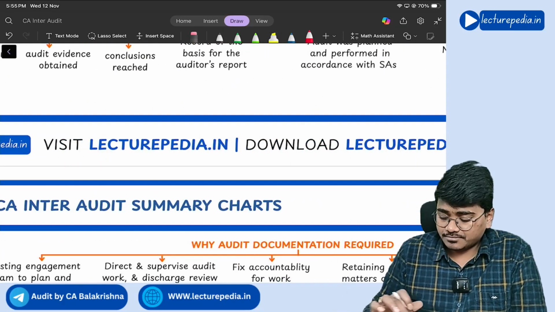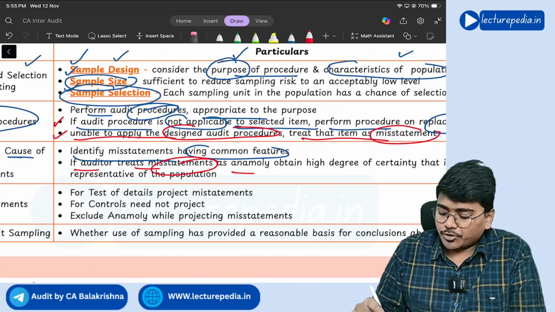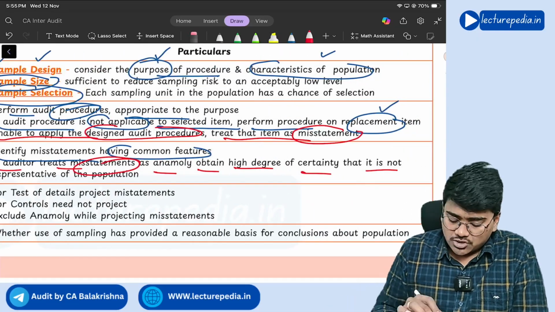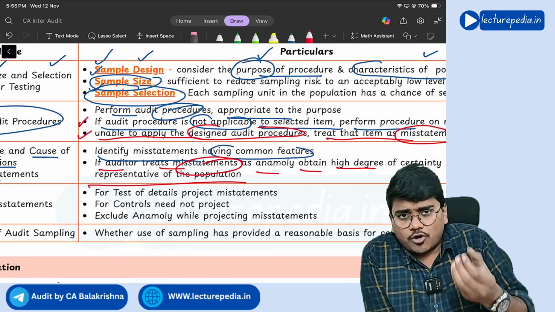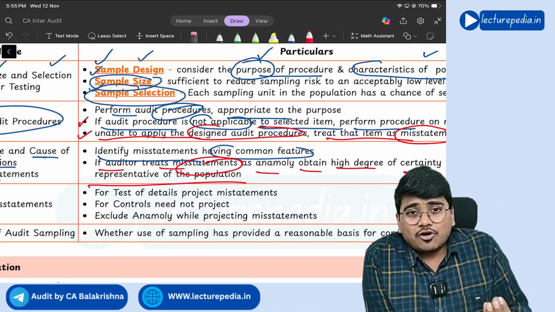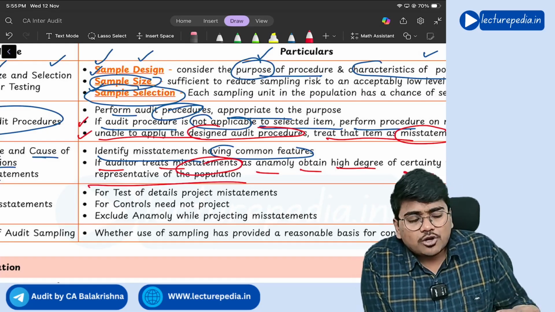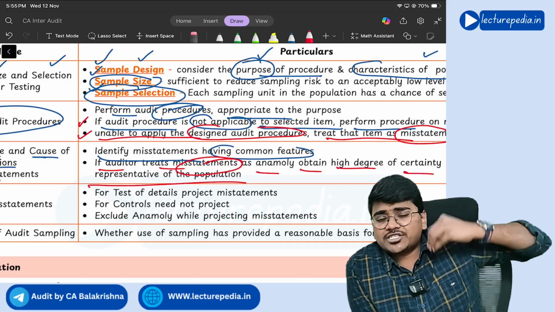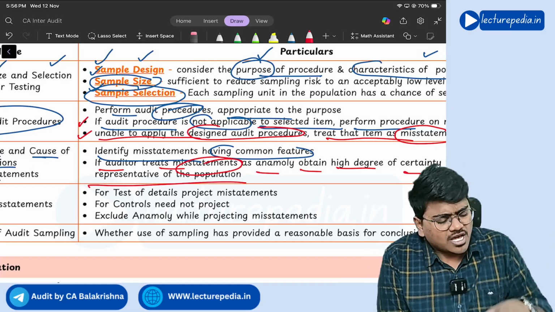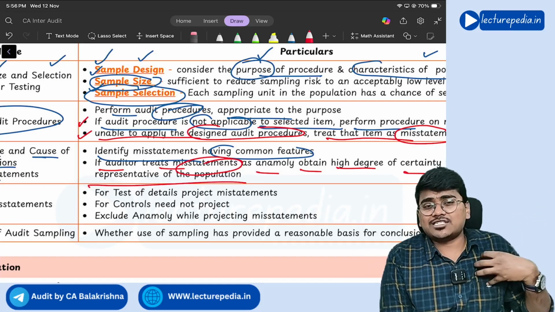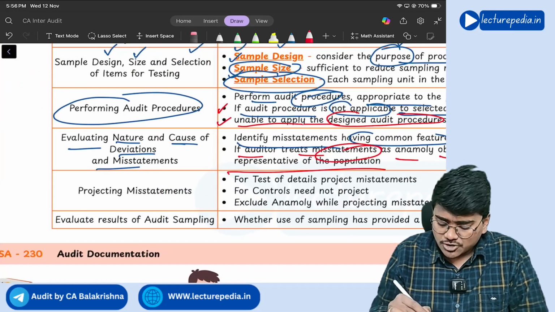Okay. Next, if the auditor treats misstatements as anomaly, obtain a higher degree of certainty that it is not representative of the population. So, if any of the misstatements that you have found, if you feel that it is an anomaly, I told you that the misstatement is there only in the sample, you will not for sure find it in the entire population. Now, you have to get 100% evidence, 100% proof that of course it is an anomaly. Such a type of evidence you need to obtain with respect to anomaly. Okay. Yes.